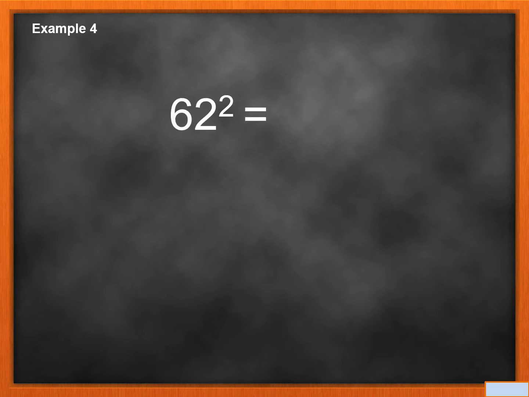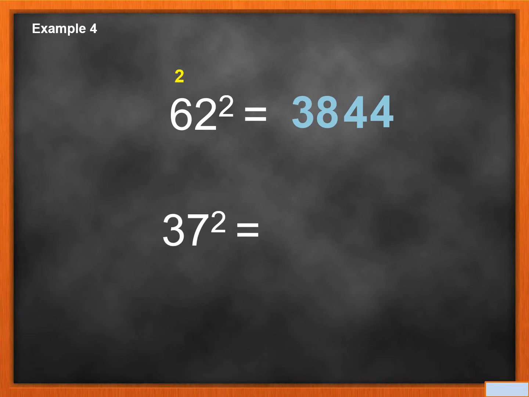Okay, let's discuss more examples. 62 squared. 2 squared will give us 4. And then 6 times 2 is 12, times 2 is 24. Write down 4 and carry 2. 6 squared is 36, plus 2 is equal to 38. 37 squared. So what's the first step? Square the units digit, which is 7. And 7 squared is equal to 49. Write down 9 and carry 4. Then multiply 3 and 7. This will give us 21, times 2 is equal to 42, plus 4 is equal to 46. Write 6 and carry 4. Then 3 squared is 9, plus 4 is equal to 13.